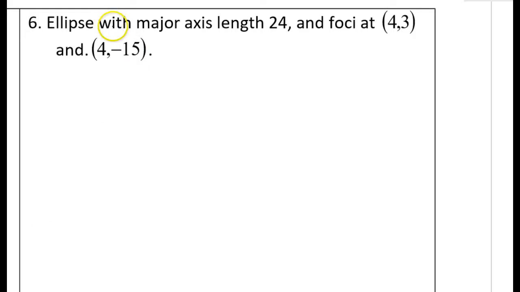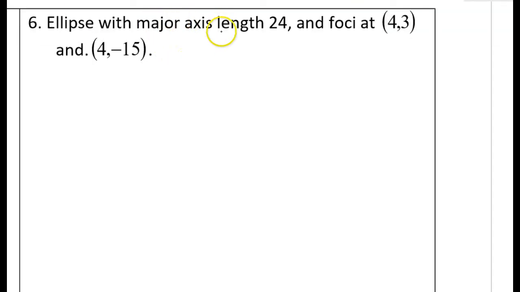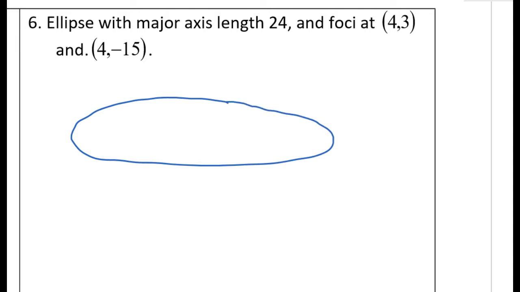For number 6, we have an ellipse with a major axis length 24, and we're given both of the foci. First of all, I need you to understand what the major axis is. If I have an ellipse, let's say it's doing something like this, the major axis is going to be the distance from one vertex to the other vertex. In other words, it's going to be the length of the ellipse, the long way. So this is going to be 24.